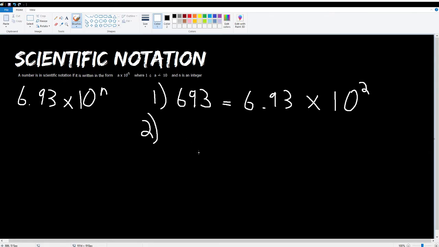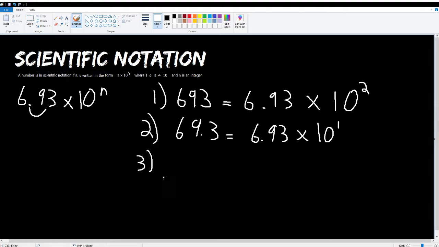Number 2 says 69.3. Okay, same idea, 6.93. How do I get 6.93 to look like 69.3? Well, I gotta move the decimal to the right once. So that means, once again, it's going to be a positive exponent. And how many times did I move it? Once, so it's just going to be 10 to the first power.